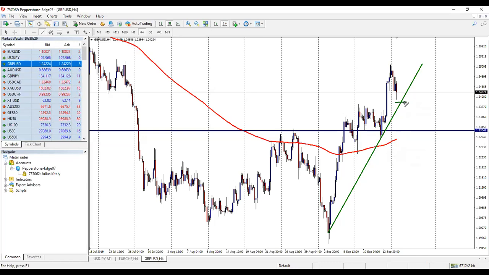I hope, guys, you were clear on that. I hope that one will not confuse you, and you will make proper use of this concept. It's very important. Now guys, let's see if we have a clear one. Let's go to Euro Swiss franc.